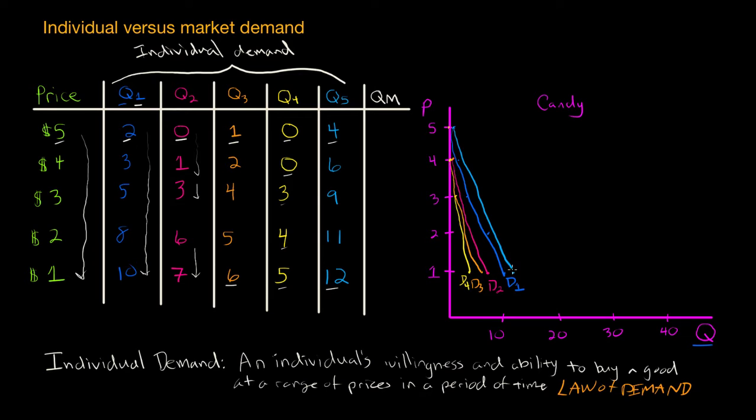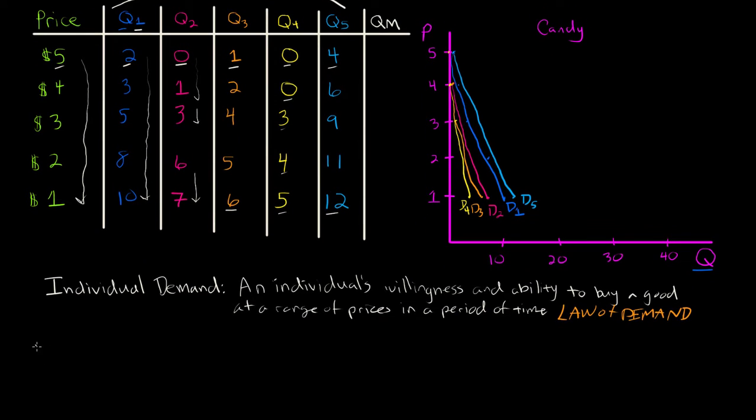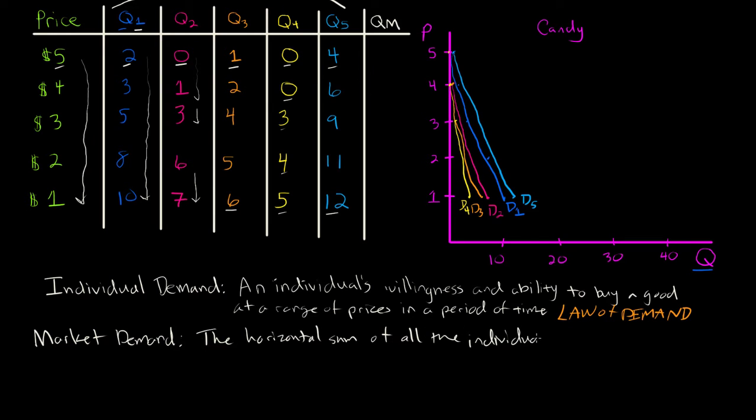But this is not a graph you're going to draw very often. You're not going to draw a graph full of individual demand curves. What we are usually interested in is the market demand for a good, and that's what we're going to define next. Market demand is defined as the horizontal sum of all the individual demands for a particular good at a range of prices in a period of time.